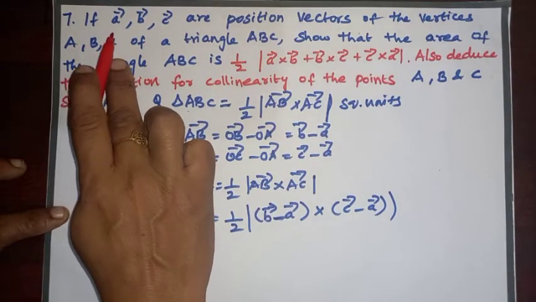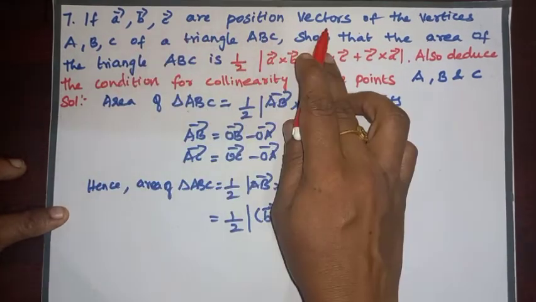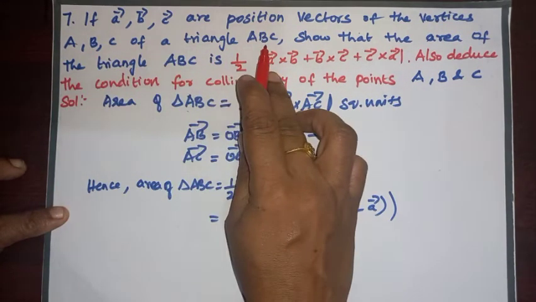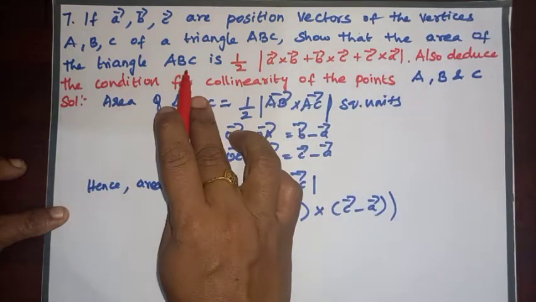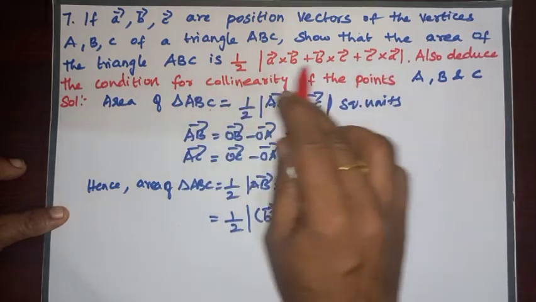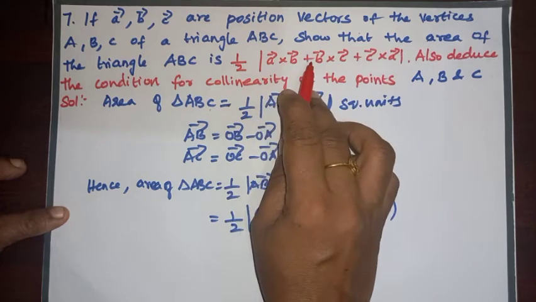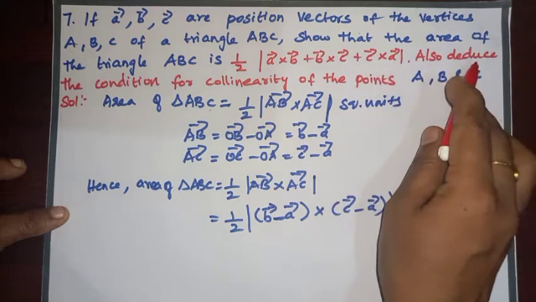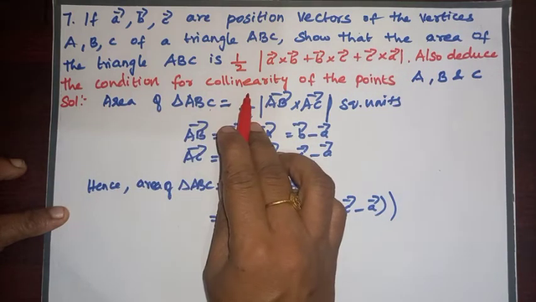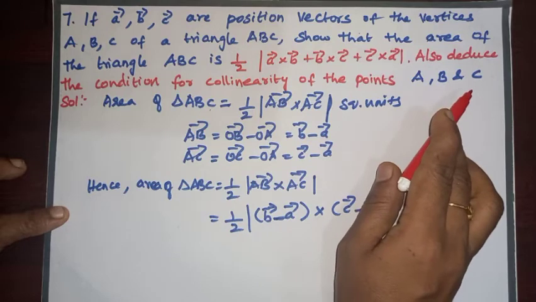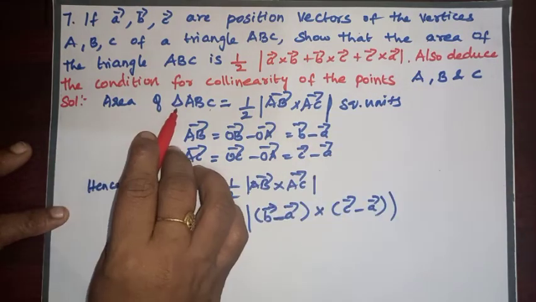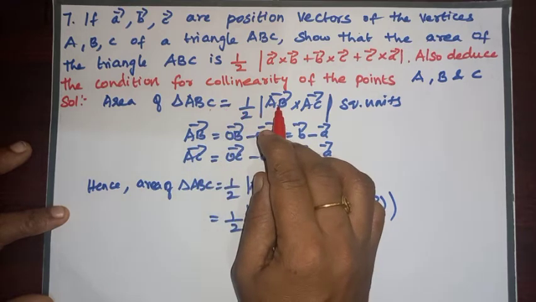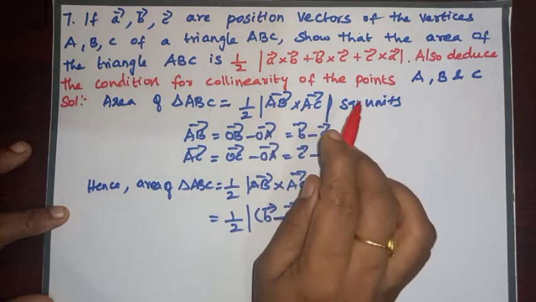Sum number 7. If vector A, vector B, vector C are position vectors of the vertices capital A, capital B, capital C of a triangle ABC, show that area of the triangle ABC is 1 by 2 magnitude of vector A cross vector B plus vector B cross vector C plus vector C cross vector A. Also deduce the condition for collinearity of the points A, B, C. First let us find area of the triangle ABC, which is equal to 1 by 2 magnitude of AB vector cross AC vector square units.